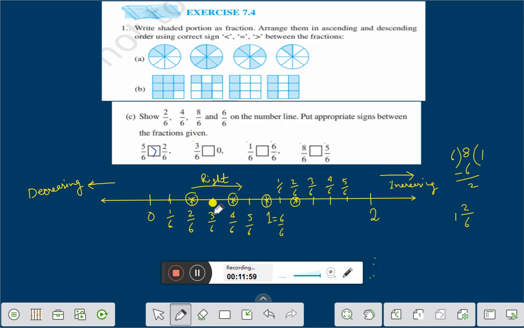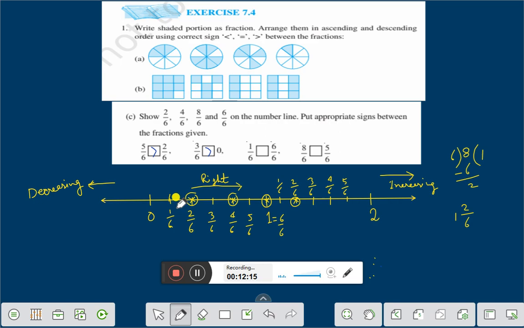3 by 6 and 0. Where is 3 by 6? 3 by 6 is this one. And 0 is here. Right? 3 by 6 is on the right side of 0. That means 3 by 6 is greater than 0.